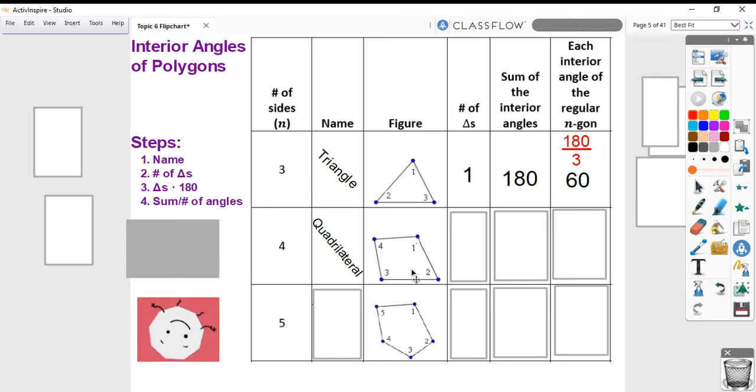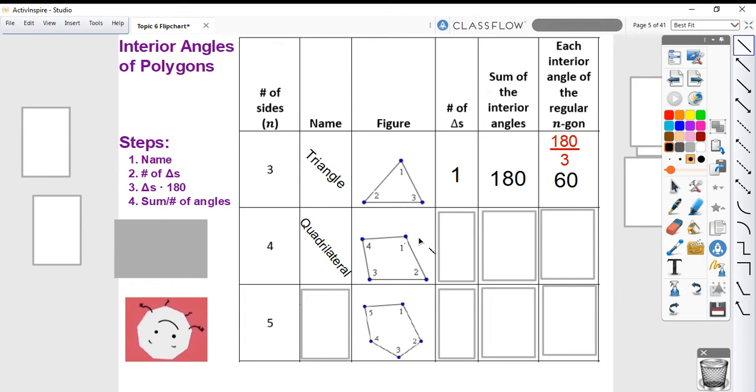Now, here's something that happens. When we talk about the number of triangles, what we mean is the number of triangles that can be made when you connect the corners of the shape together. So when we look at point number 1, it is already connected to point number 2, and it's already connected to point number 4. That's just the edges of the shape. But when we connect point number 1 to point number 3, like that, you can see that splits our quadrilateral into 2 triangles.